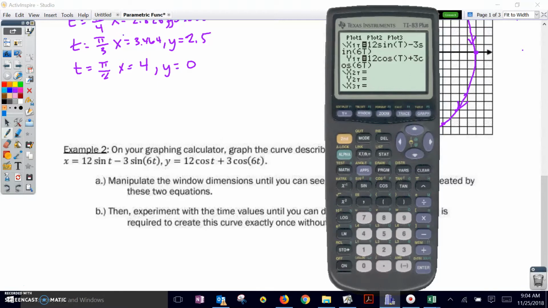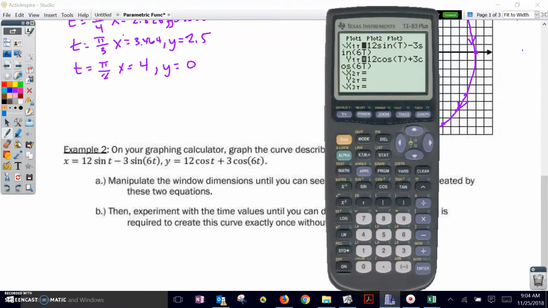Now it says here to experiment with the window dimensions, but we can avoid experimentation a little bit if we stop and think about what's going on here. Think about the values that these functions could have. And we should be able to capture the whole picture by putting this in a window from -15 to 15 in each direction. Should be enough to catch all the values of this curve. Let's take a look at the graph. Whoa, that's pretty cool.